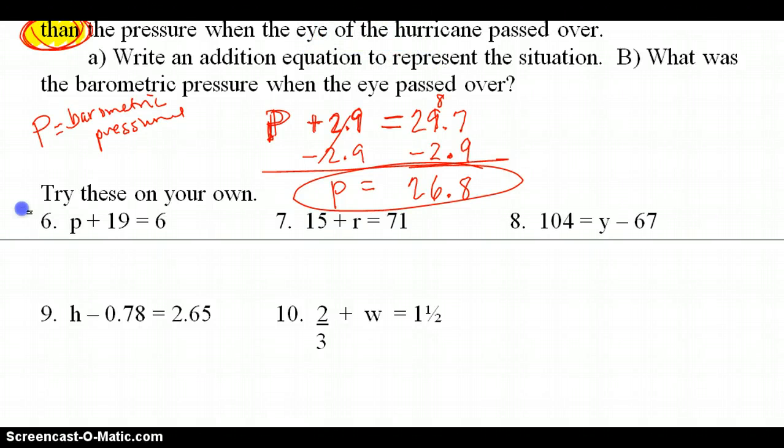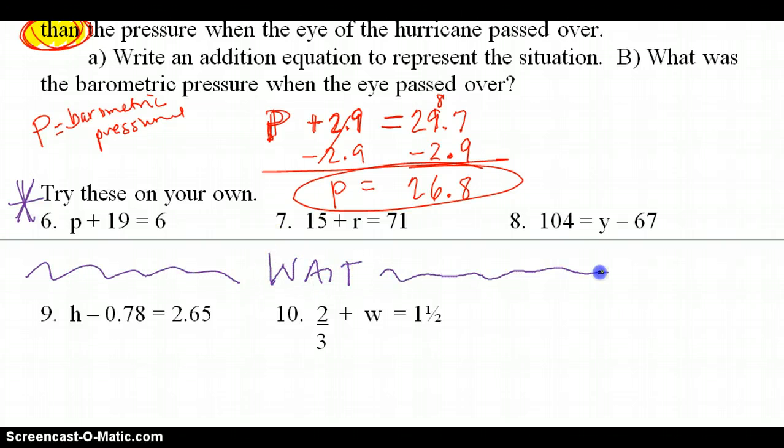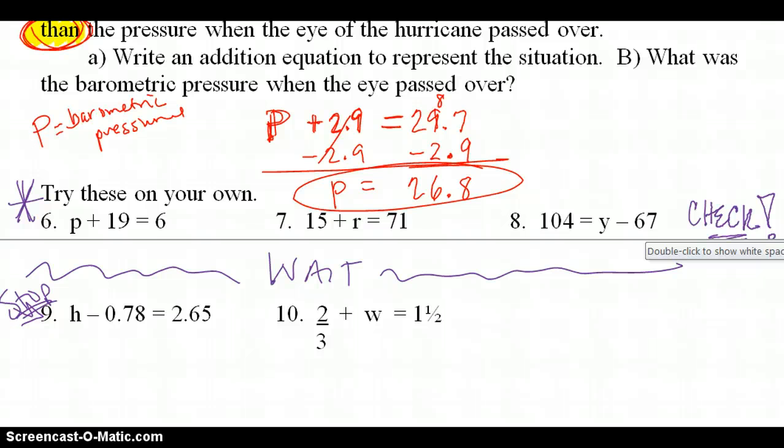But I see here it's several problems. It says try these on your own. Try these 6 through 8, but the next page, wait, and we'll do these in class together tomorrow. So stop at 9. You can stop here, and we will start up there tomorrow. So go ahead and try 6, 7, and 8 on your own, and I do want you to solve and check for the rest of our lesson for tonight.